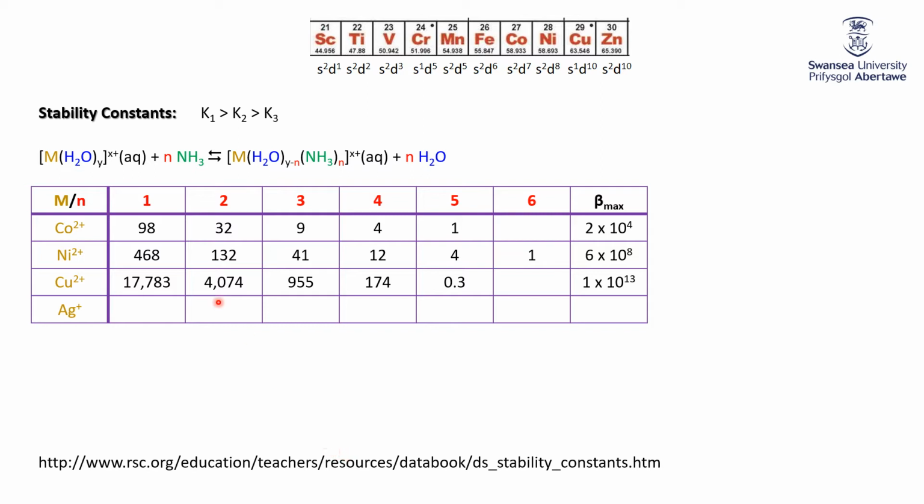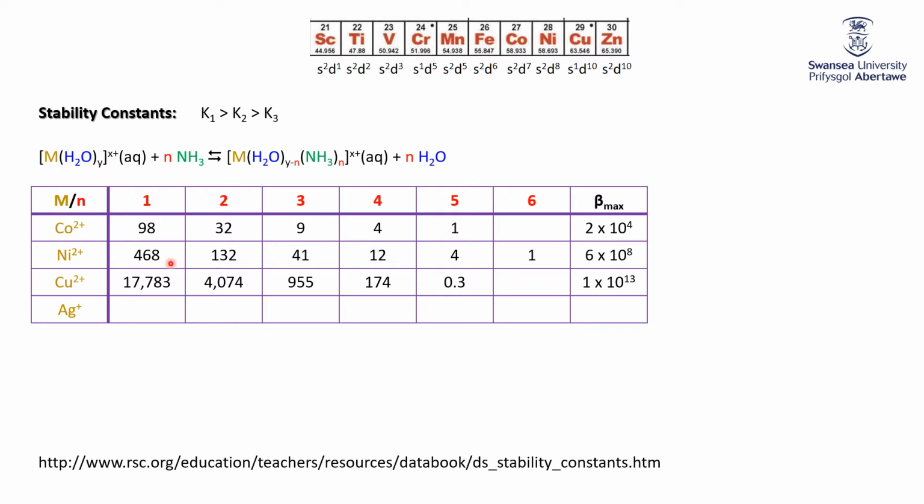Okay, so for example, what we're saying here is here's cobalt 2+. We're starting off with it bonded to 6 waters. And we're replacing one water first by 1 ammonia, then a second water by a second ammonia, a third water by a third one, and so on. And you can see that as we do this, these equilibrium constants decrease.